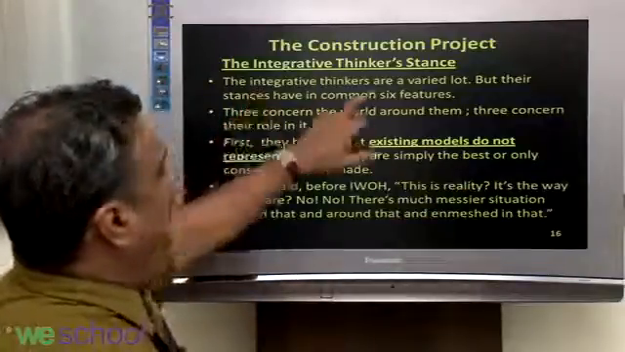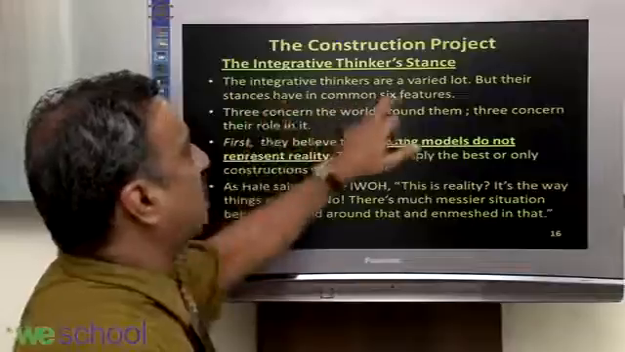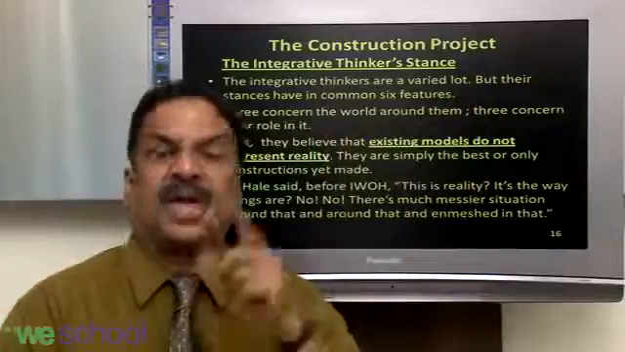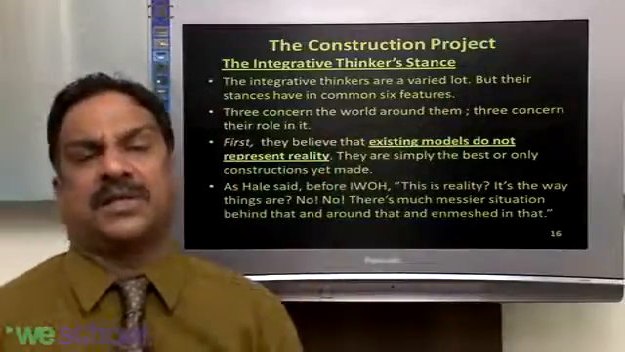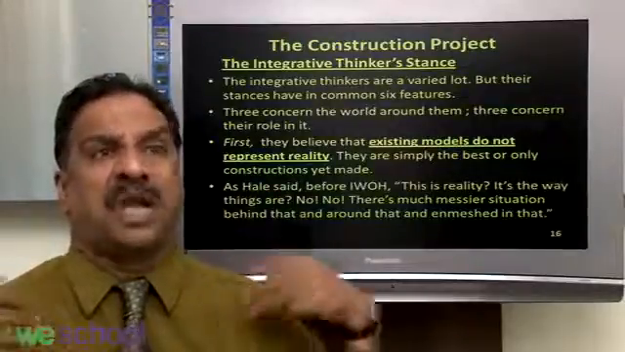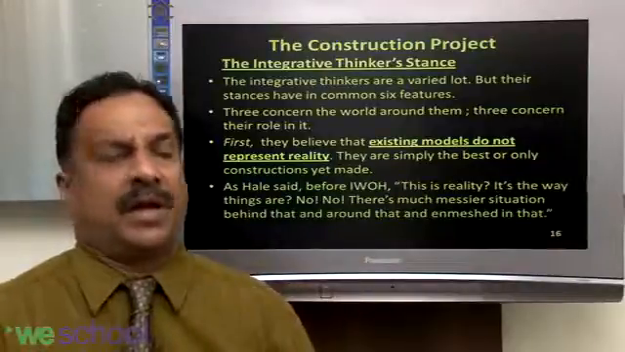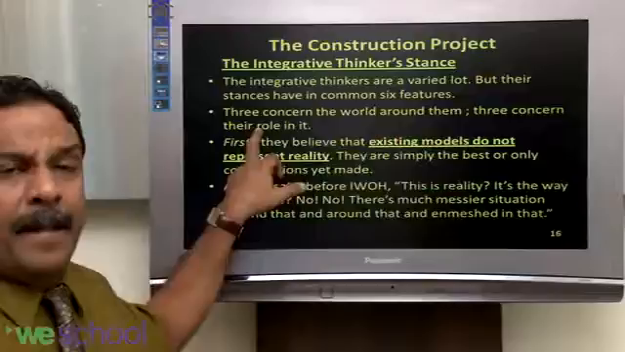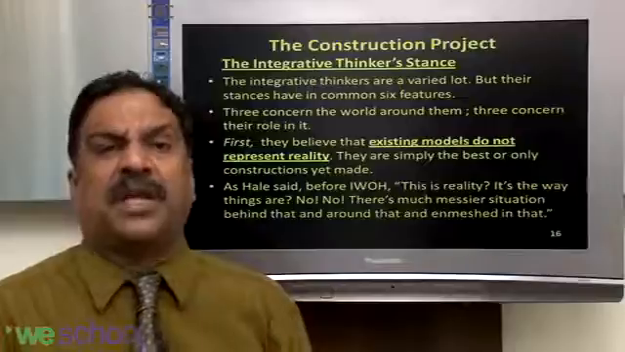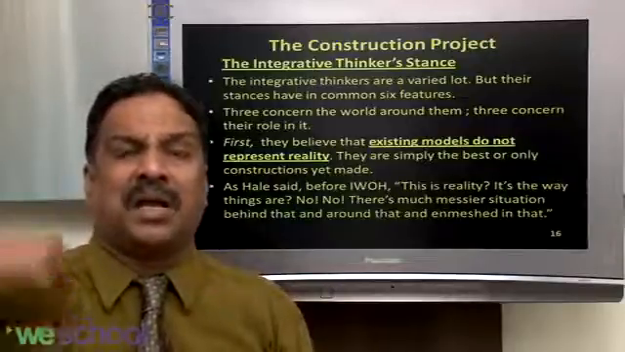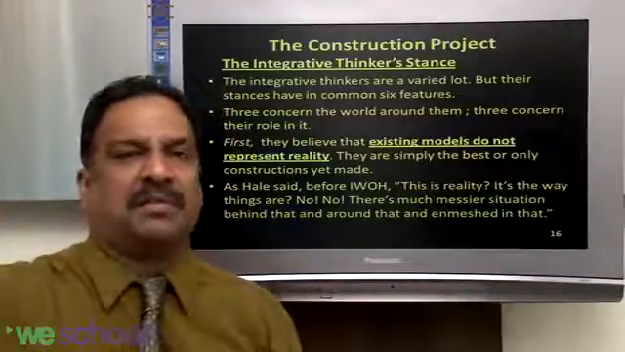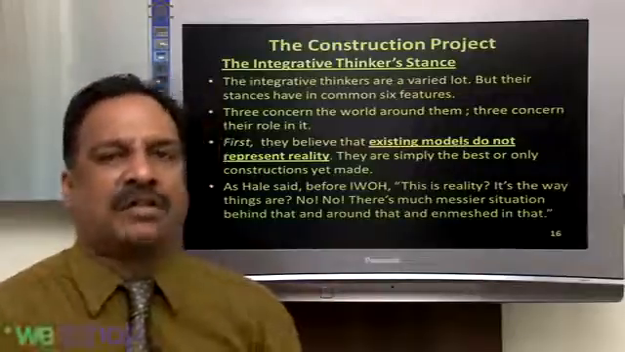So integrative thinkers are a varied lot, but their stances are common in 6 features. 3 concern the world around them. If I'm an integrative thinker and I have these 6 features, out of these 6 features, 3 are about how I look at my role in the world. 3 are about my view of the world. Let me repeat. 3 are about how I am playing a role in this world. 3 are about the world itself outside me. So 3 are about me and 3 are about the world, in short.